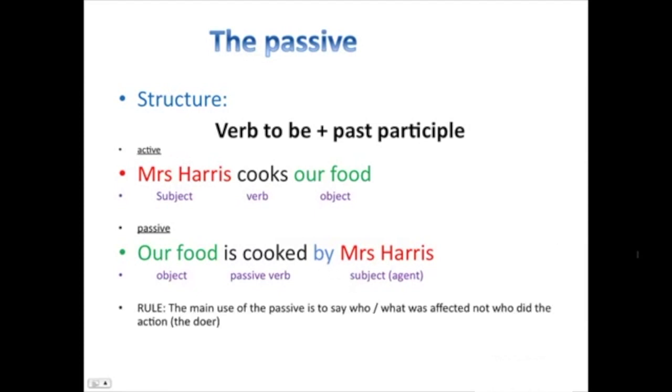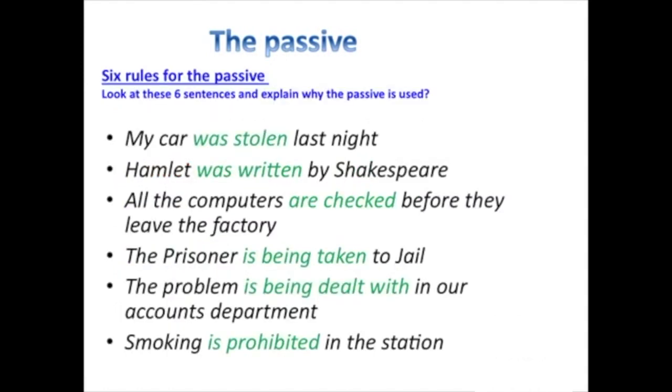The rule. The main use of the passive is to say who or what was affected, not who did the action, sometimes called the doer. Okay, here are the 6 rules for the passive. Look at these 6 sentences and explain why the passive is used. Please pause this slide and do this exercise.